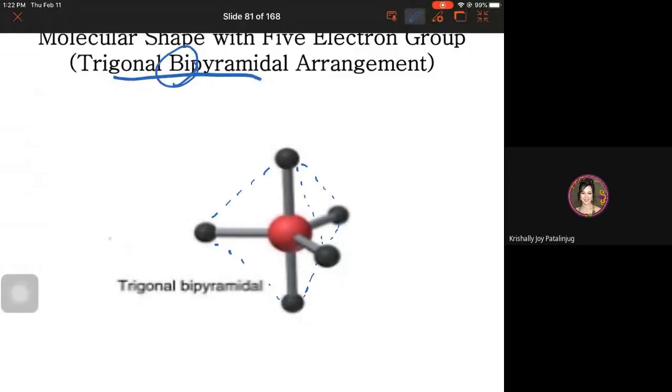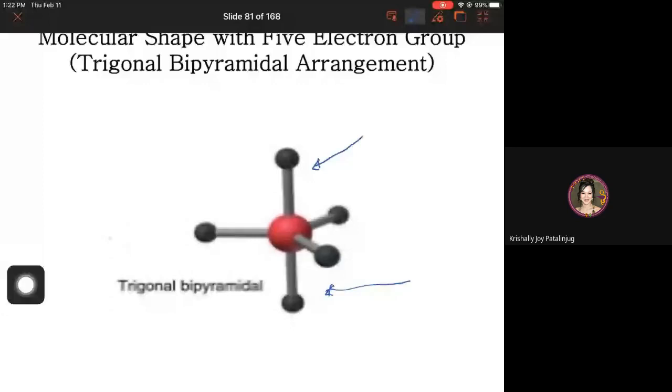Okay? Now, for this arrangement, in the five electron group arrangement, we can see that there are two different positions for these electron groups. They have different positions compared to the three, the ones on top and the ones at the bottom.